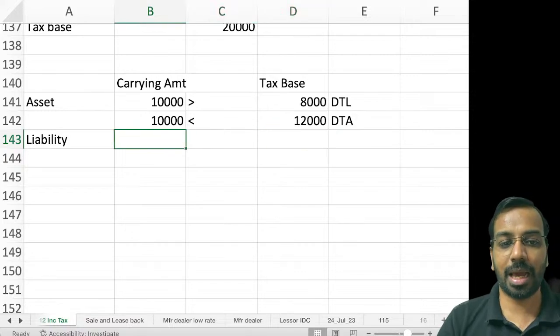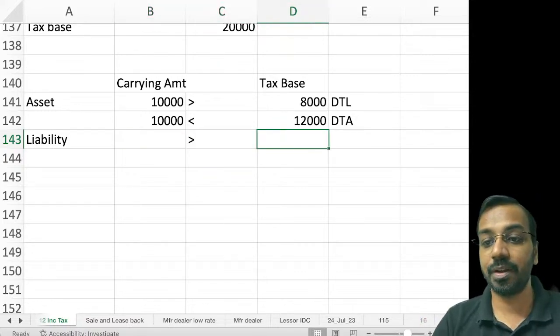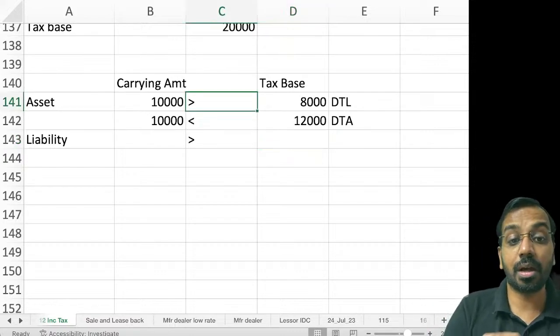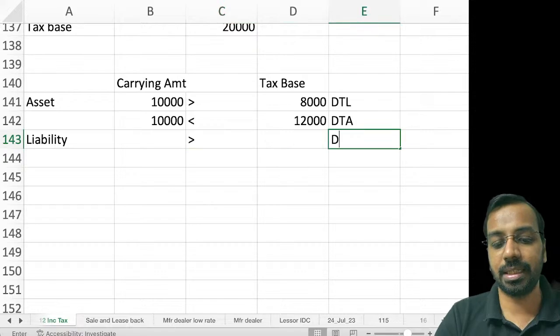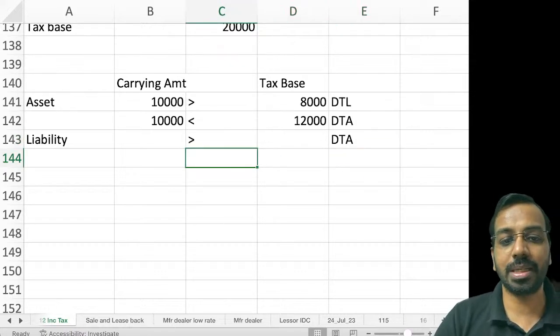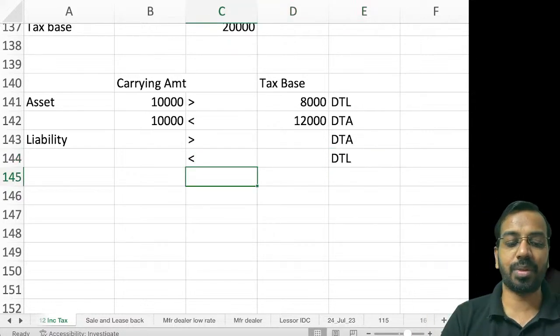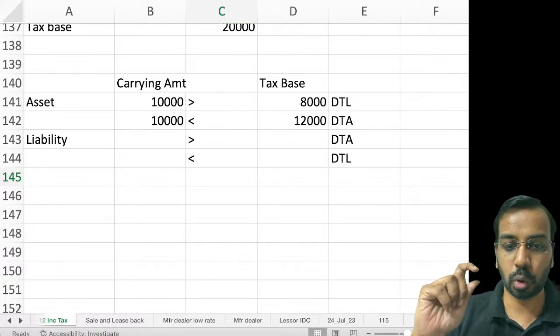Now when it comes to liability, if the carrying amount is greater than the tax base, now when the asset value is more, we said DTL. When the liability value is greater, we will say DTA. Similarly, for a liability, if the carrying amount is less than the tax base, this will result in DTL. This is something you should keep in mind in summarized form, or which you should note, so that you don't forget.